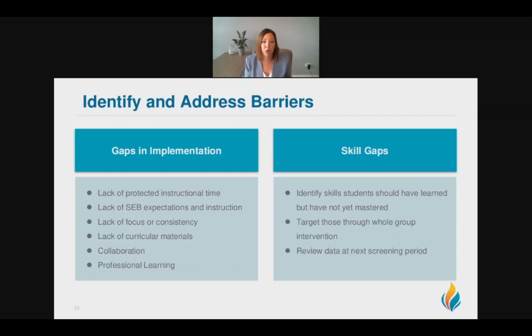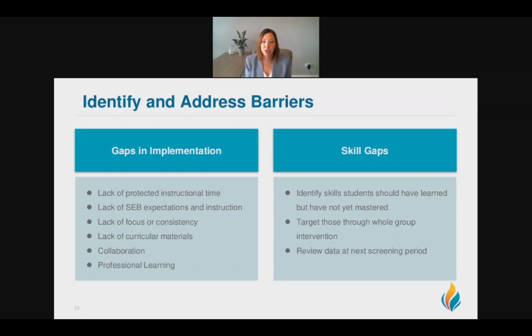A lack of focus or consistency in our work. And so if we know that we have specific evidence-based strategies that we've asked teachers to use, that we've learned about in our school, having really focus and consistency and supporting those and reinforcing those and expecting those, it can be really helpful. Having appropriate curricular materials, and then collaboration and professional learning time for educators at all levels is really important. And so those are things that we can identify as specific needs and then address through supports within our universal tier.